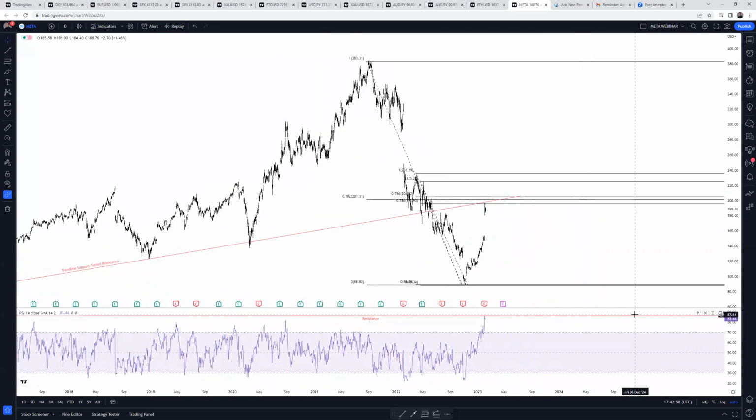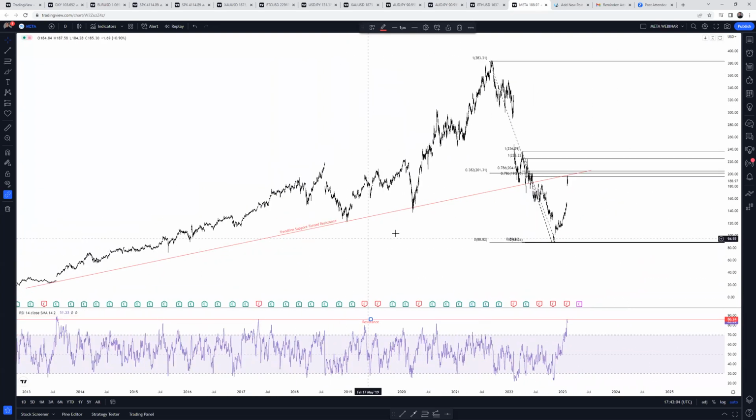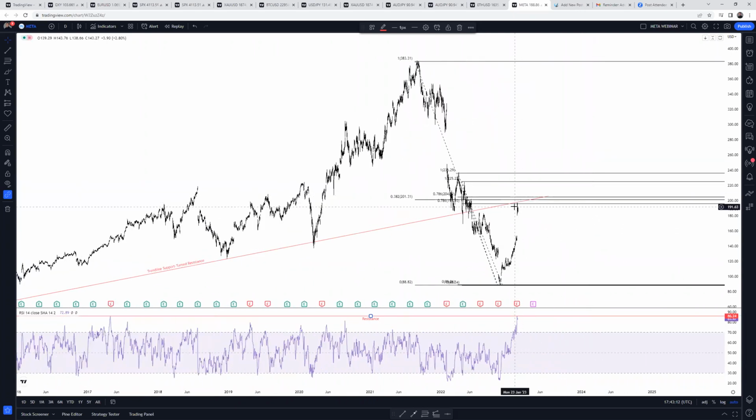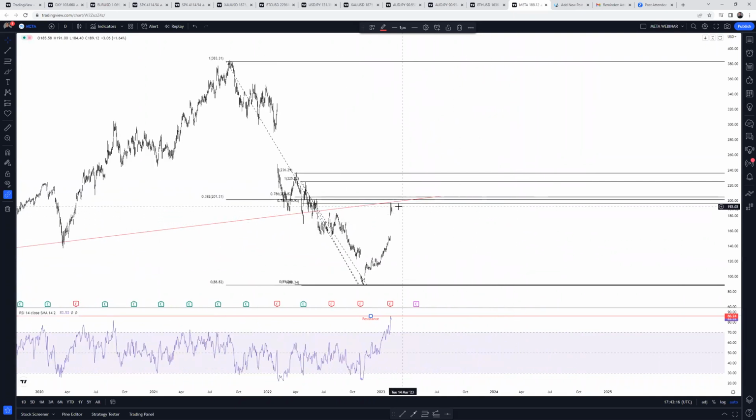86.24. Now, combine this with a long-term trendline support turned potential resistance, and we already have some confluence there. We also have a number of Fibonacci retracement ratios.